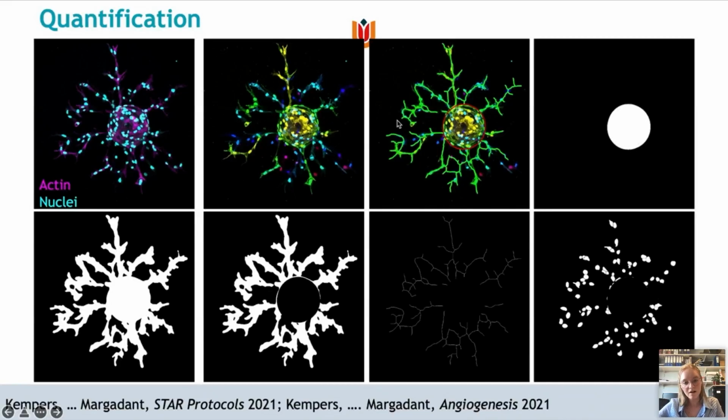But all of this is done now on fixed material, and as I told, the sprouting angiogenesis is a very dynamic process, and we want to see fast changes, such as the elongation of sprouts, but also the retraction of sprouts. And this is something that we cannot see once it's already fixed and in the end point of the experiment.